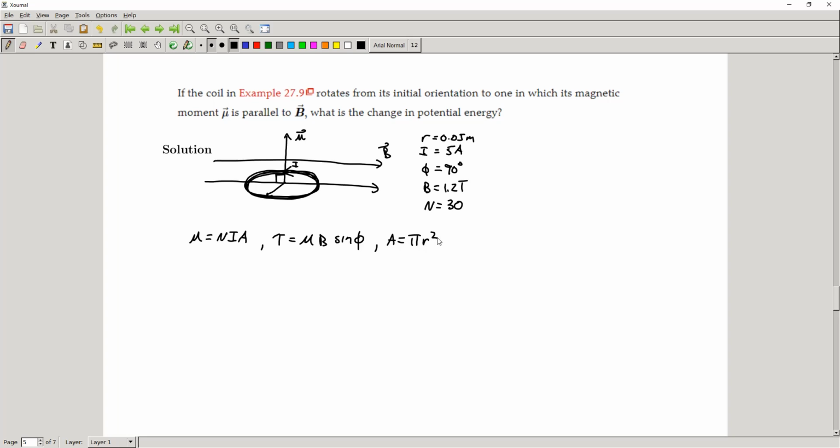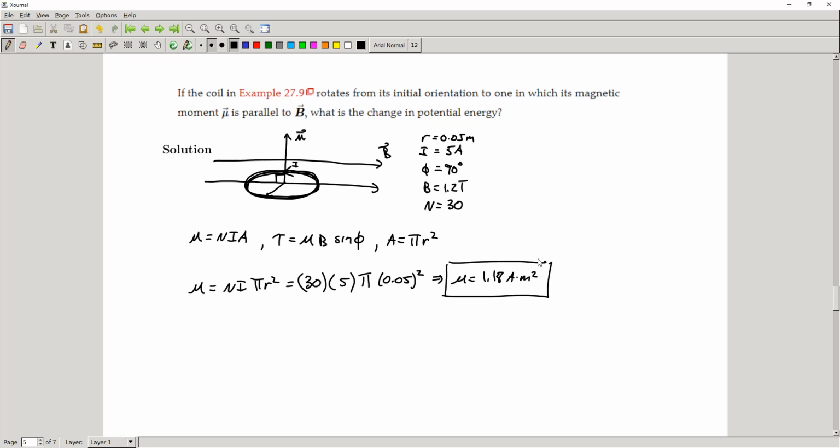Okay, and so to begin with, we just want to find what mu is, what the magnitude of our magnetic moment is. So we can just write this in. Mu is going to be N I, well, it would have been A, but it'll be pi r squared. Substitute in numbers for that right away. We know what N is, we know what I is, we know what pi is, and we know what r is. Do that calculation, and you will find a mu equal to 1.18 amp meters squared. So that is the magnitude of our magnetic dipole moment.